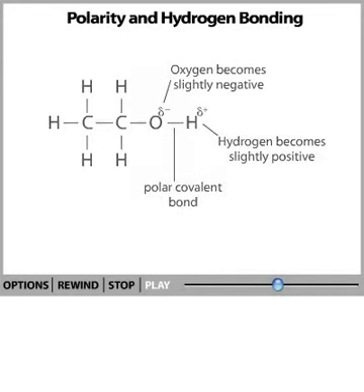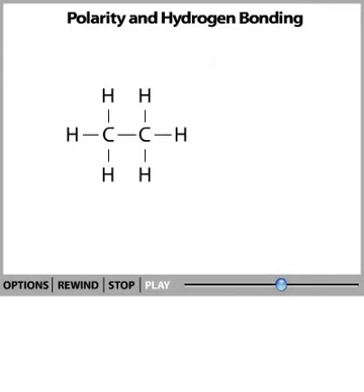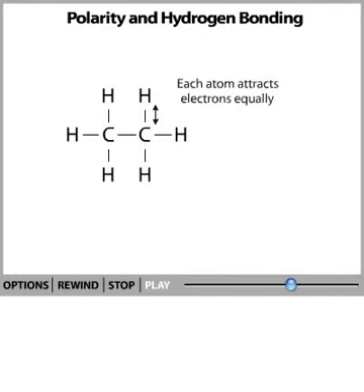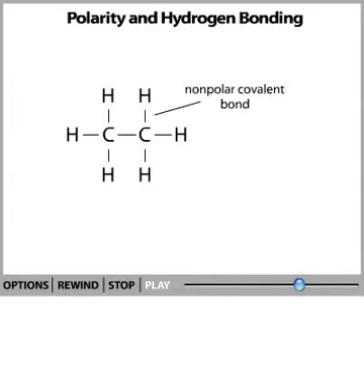Now let's examine the covalent bonds in ethane. All of the bonds are formed between carbon and hydrogen, which have similar low electronegativities and attract shared electrons nearly equally. No atom in ethane takes on a significant partial charge. The bonds between the atoms are nonpolar covalent bonds.